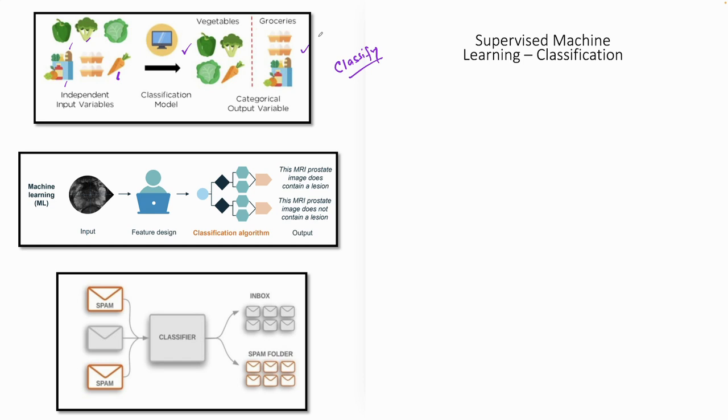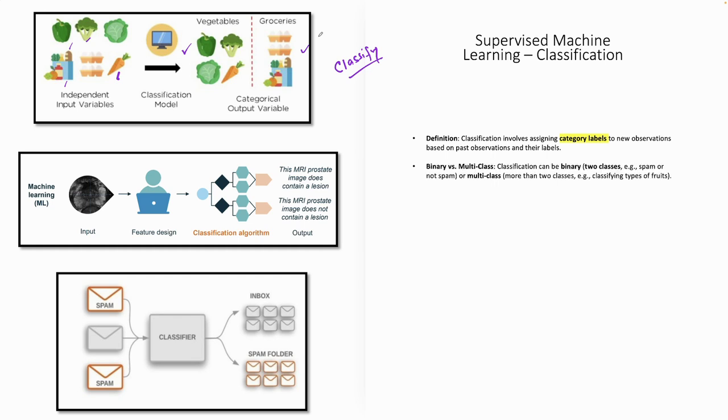Okay, so if we go with the definition of it, classification involves assigning category labels to new observations based on past observations and labels. Now remember, as I told you, that you have got labeled data, right? This is labeled data. That's why we are learning supervised machine learning. The aim of supervised machine learning classification is to assign category labels. And anyway, you know about those category labels when you are inputting your data, right?